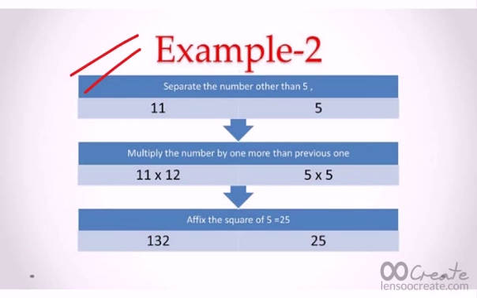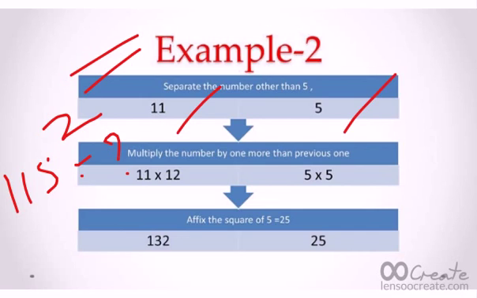Example 2. 115 square. Separate the numbers other than 5: 11 and 5. One more than 11 is 12. 11 into 12 is 132. 5 square is 25. Therefore 115 square is 13225.